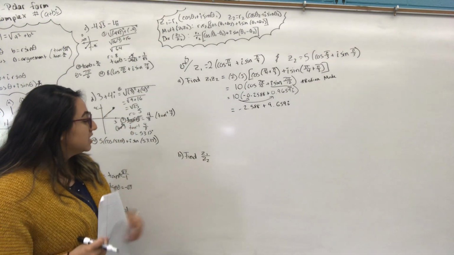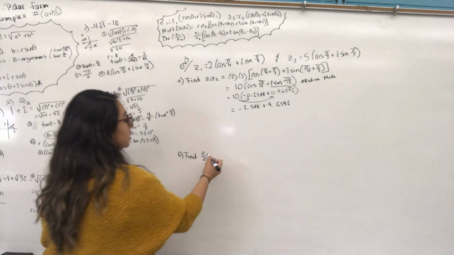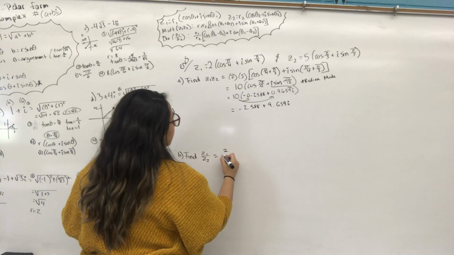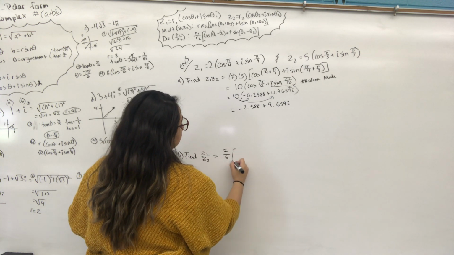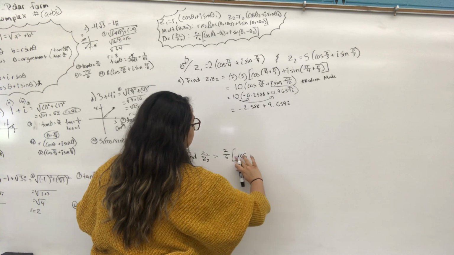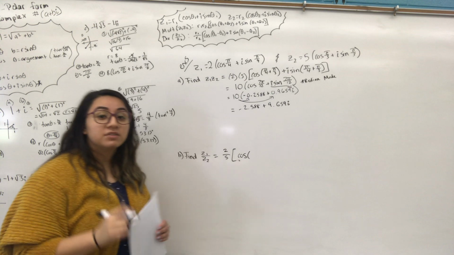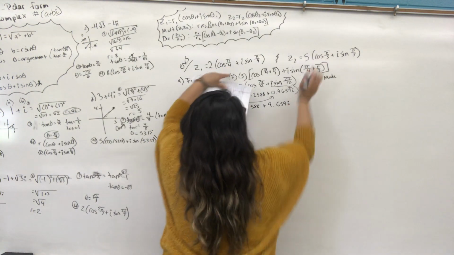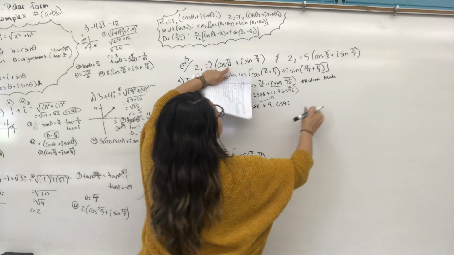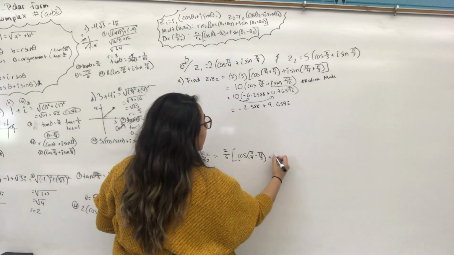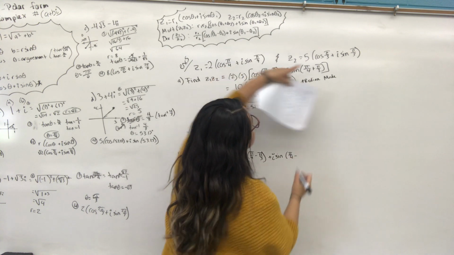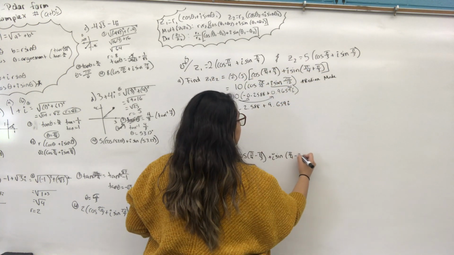Next one, find Z1 divided by Z2. So now you're dividing. So when you're dividing the 2 radiuses, the first one is R1, which is 2, divided by R2. Then you have your cosine, and whenever you have your cosine, you are subtracting the first radians from the second one. So the cosine of radians over 4 minus radians over 3. So it's the first one minus the second one. Plus I sine, it's your first one, radians over 4, minus the sine of radians over 3. So you're subtracting the 2 radians.